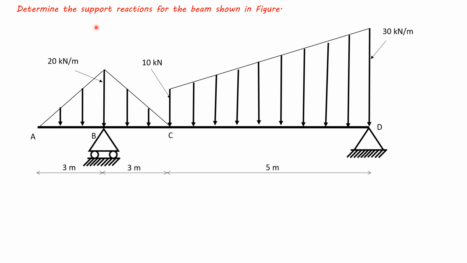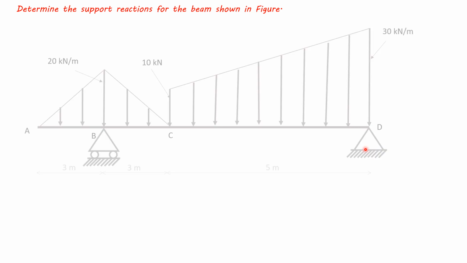Determine the support reactions for the beam shown in figure. This is triangular loading. This is trapezoidal loading. Trapezoid consists of this rectangle and one triangle. And this is roller support and this is hinged support. For roller support, one reaction VA, and for hinged support, there are two reactions, one vertical and one horizontal.